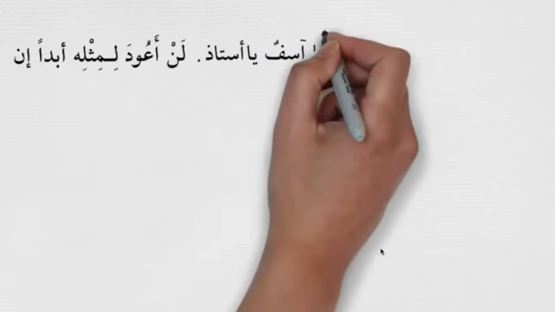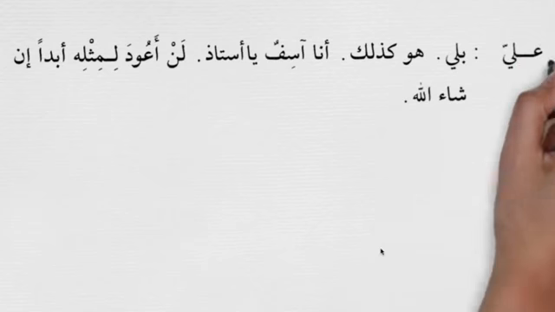So what does Ali say? He says Bala. He says, oh, I've been caught. But he accepts his mistake, which is a good thing. So if you're doing a mistake, you need to accept it. He says Bala huwa kazalik. It is like that. Ana asifun ya ustad. I'm really sorry ya ustad.